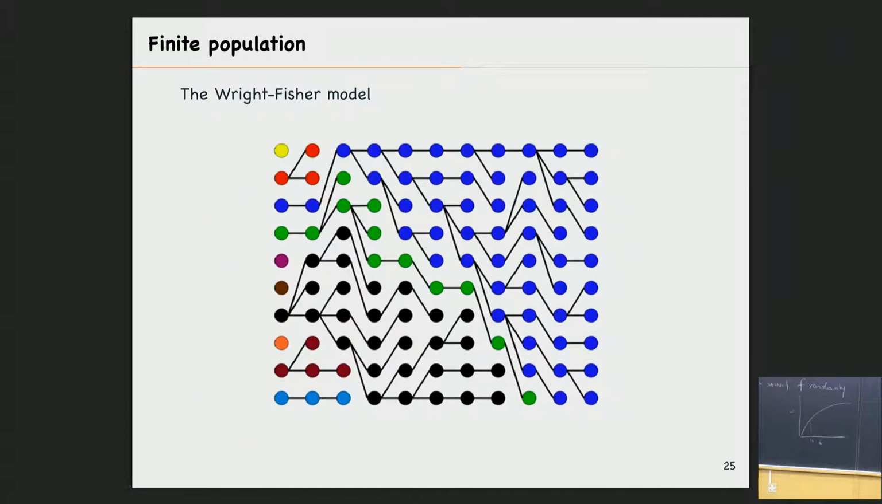All right, so this is how it looks. You start with a very varied population, and then you iterate the process. Because of the fluctuations, you find that eventually there is one type which dominates and goes to fixation. From then on, as long as mutations are not present, you have just a monomorphic population.